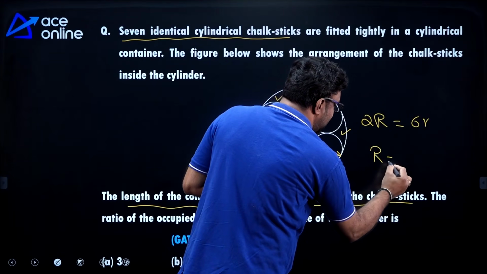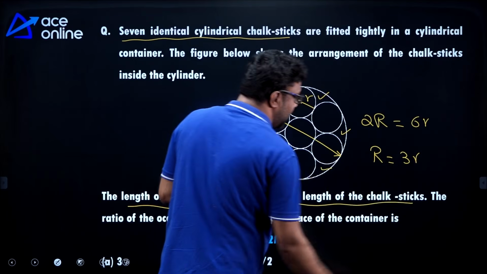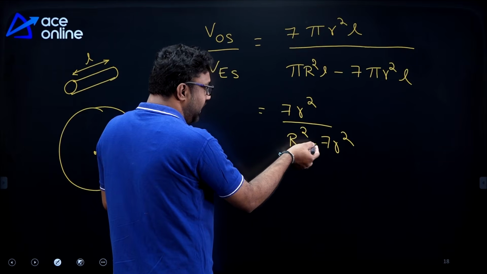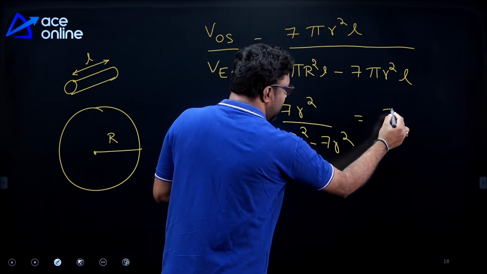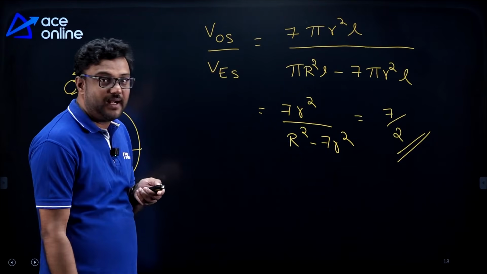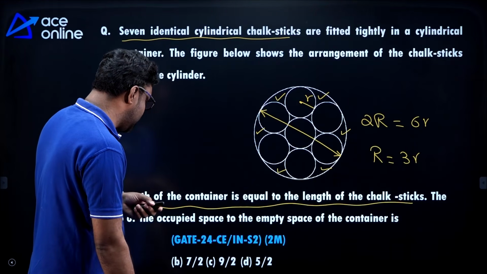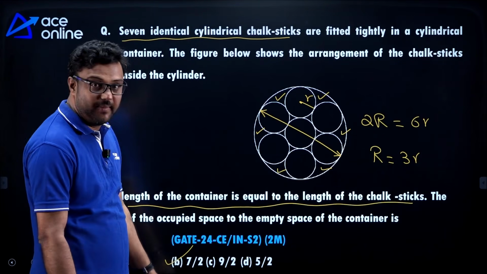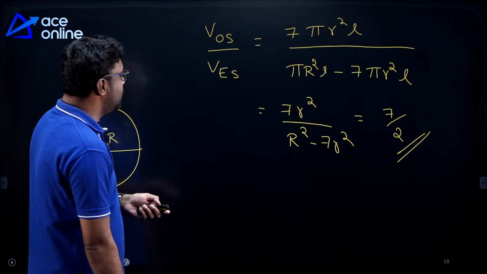Now capital R equals 3r, that's the relationship. So we can just put that 3r here: 9r square minus 7r square, it will be 7 upon 2. So occupied is 7 parts, okay, empty is 2 parts, so we can go with option B, 7 by 2. We have option 7 by 2, right? Now let's look into the next question.